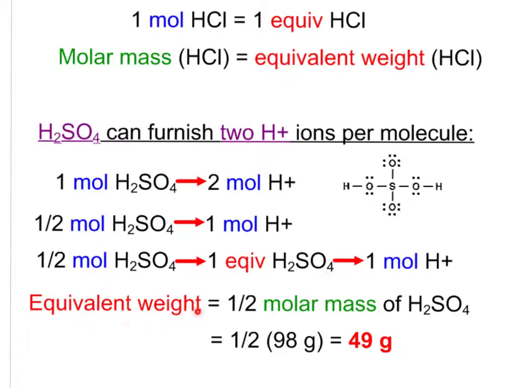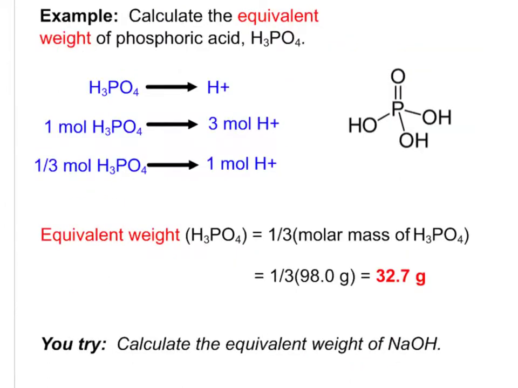So the equivalent weight is this 1 equivalent of sulfuric acid, or 1/2 a mole of sulfuric acid. In other words, it is 1/2 of the molar mass, because there are 2 hydrogens there. So when we take 1/2 of the molar mass of sulfuric acid, we get 49 grams. The equivalent weight of sulfuric acid is therefore 49 grams.